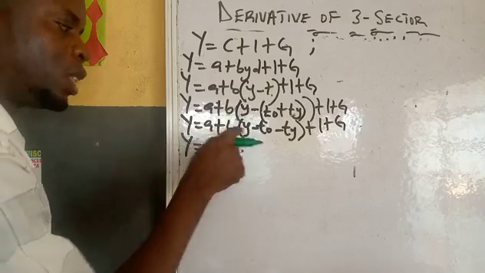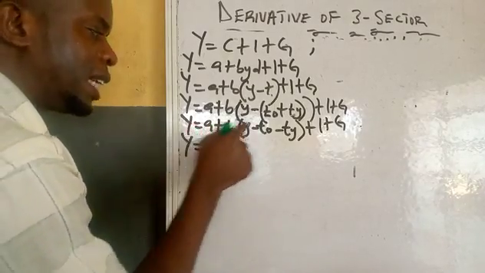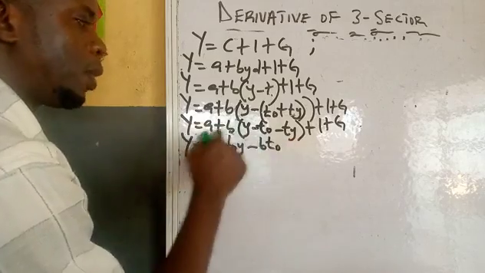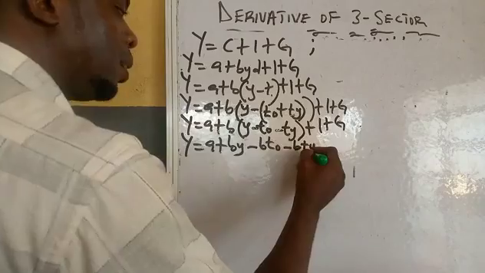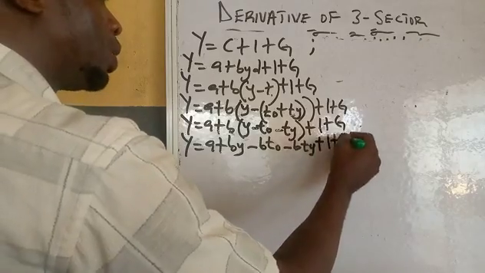Plus, I'm using sign. Plus times plus, plus b times y, by. Plus times minus, minus b times t naught, bt naught. Plus times minus, minus b times bty, bty. I hope you understand that. Then I will just continue with my plus I plus g.